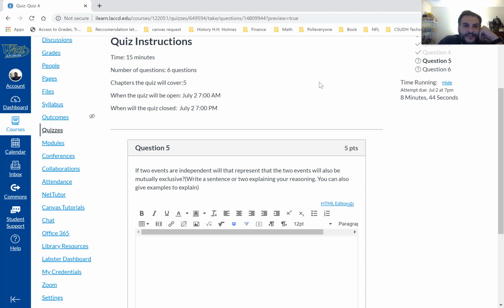All right. If you look at this one, it says if two events are independent, would that represent that the two events will also be mutually exclusive? That's saying if I already know the events are independent, does that automatically mean they're going to be mutually exclusive? What you could have done for this one is go to the example.